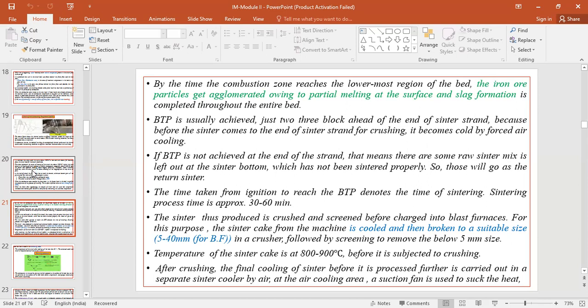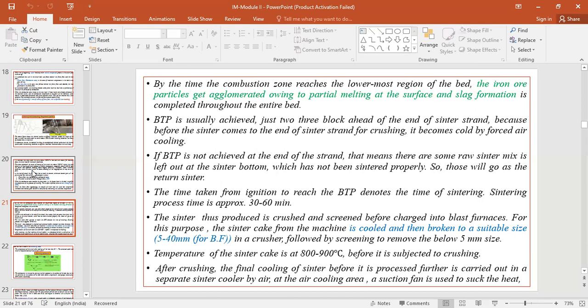Also, you can see the time taken for the bed to move from the ignition hood to the end of the sinter bed. That is called the sintering time, and this will be approximately around 30 to 60 minutes.